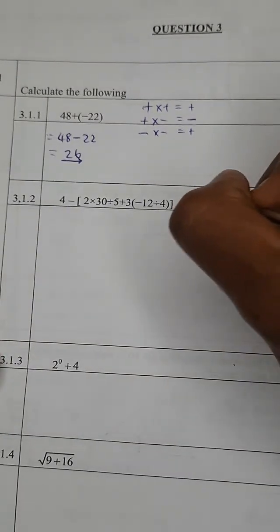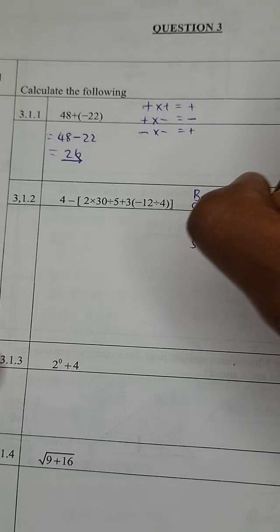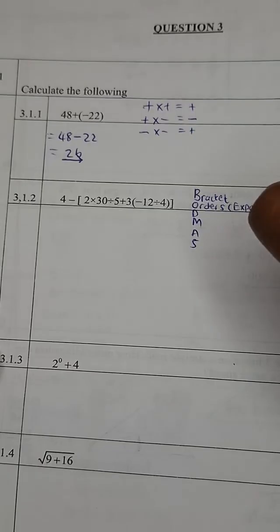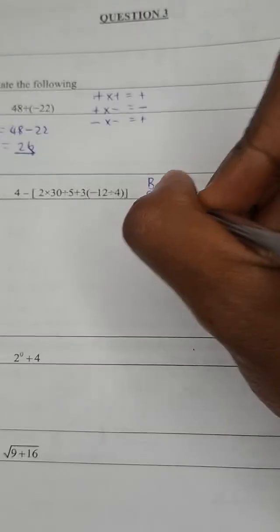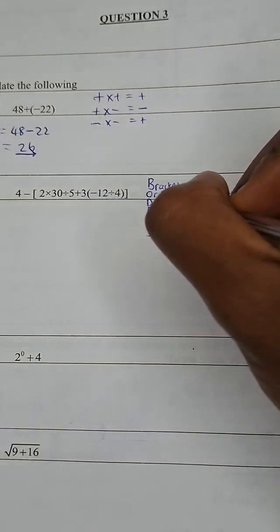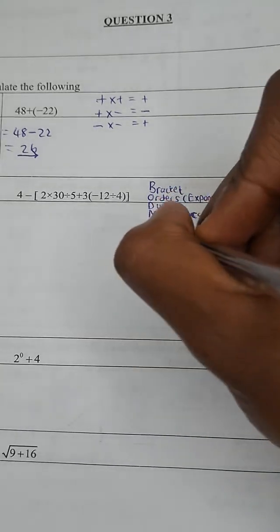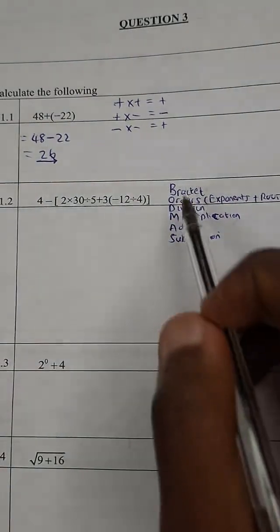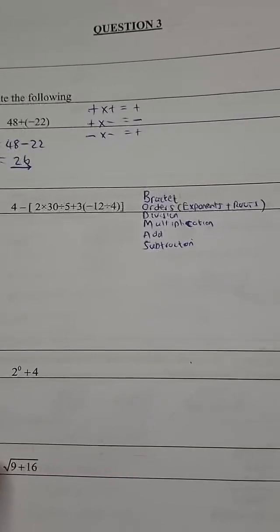B is Mr. Bracket. O, orders. Orders means exponents and your roots in that order. D, division. M, multiplication. A, addition, and S, subtraction. So when you approach this question, you need to follow the order of Bodmes.